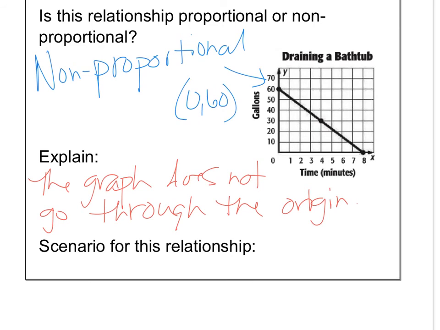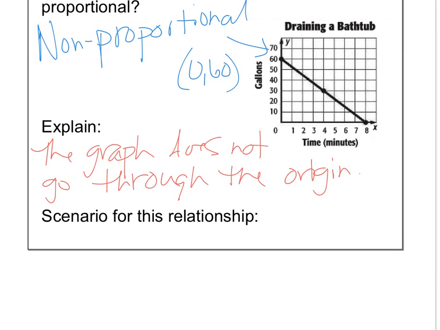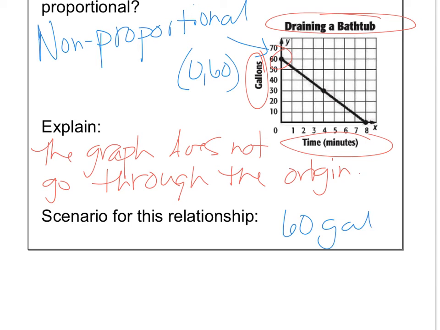I could also write the ratios are not equivalent. A scenario to describe this. Again, I want the scenario to make sense based on the title of the graph, the labels of the graph, and the information given. So before I write the scenario, I want to know my starting point. I know that I'm starting with 60 gallons. I see that this is a draining of a tub. And I see that my slope is I'm going down 10, 20, 30 in 1, 2, 3, 4.